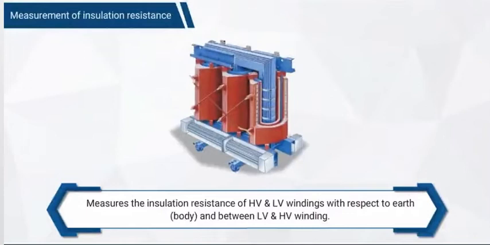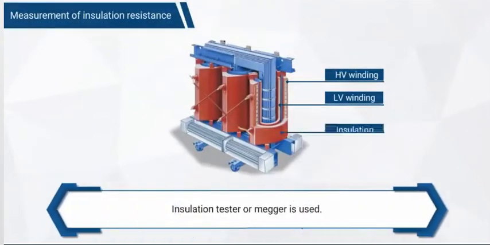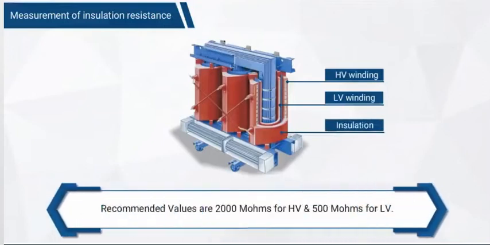Measures the insulation resistance of HV and LV windings with respect to earth body and between LV and HV winding. Insulation tester or megger is used. Recommended values are 2000 megaohms for HV and 500 megaohms for LV.